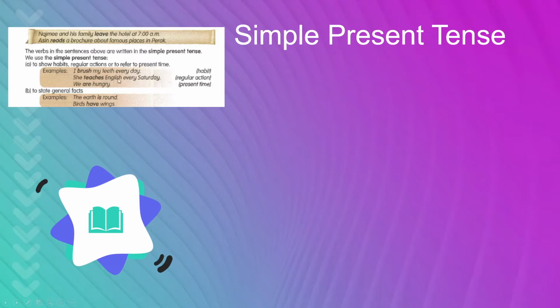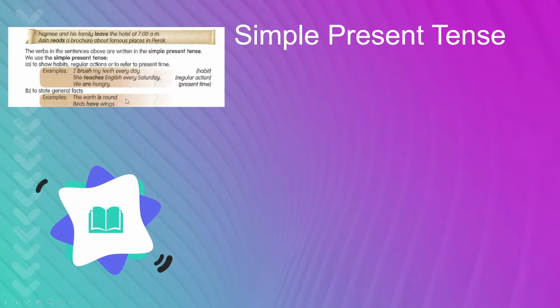She teaches English every Saturday. So this is regular action, mingguan. So you can also use this in present tense. We are hungry, present time. B, to state general facts, untuk memberitahu tentang fakta umum. For example, the earth is round.